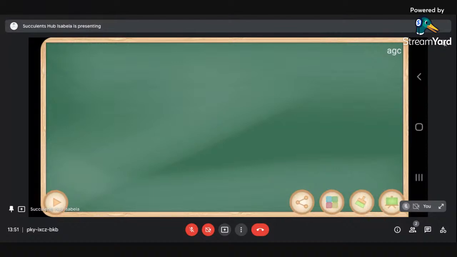So yun yung naging problema ko. That's why if you can see my screen, that's the screen of your Gmeet, okay? Anyway, so yeah, that's how you derive the point slope form.